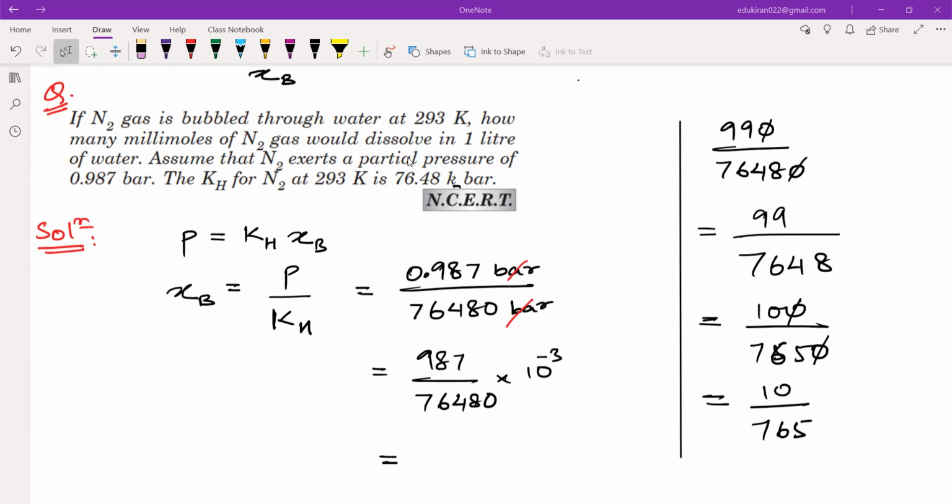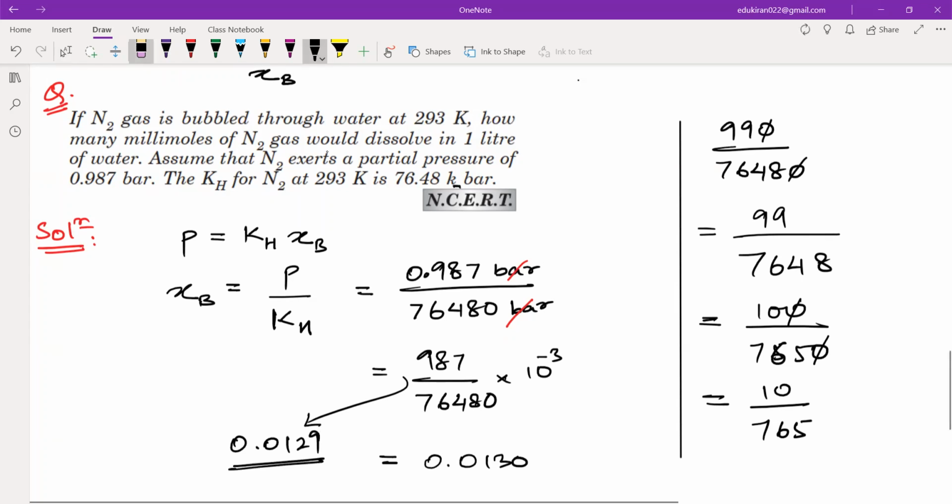Yes, Salman, correct. Yes, Harith, correct. So all of you must be getting this as 0.0130. ठीक है, लेकिन आप इसी को अगर कैलकुलेट करते हैं ना, 987/764 876,480, ये आता है आपका 0.0129. ठीक है, तो ज्यादा का डिफरेंस नहीं है, as you can see.